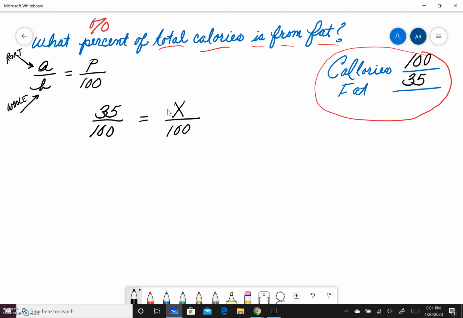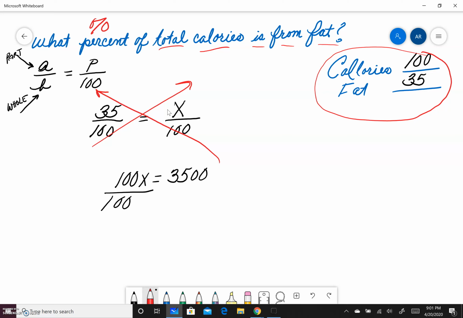Okay, once we have that all filled in, we can go ahead and cross multiply in this direction and in that direction. And when we do, 100 times the x is just 100x. And then 100 times 35 is 3,500. And then now we're going to solve for x by dividing out 100. We know this divides out to 1. What we do to one side, we do to the other. And when you plug that into the calculator, you should end up with a result of something like this, 31.8181.